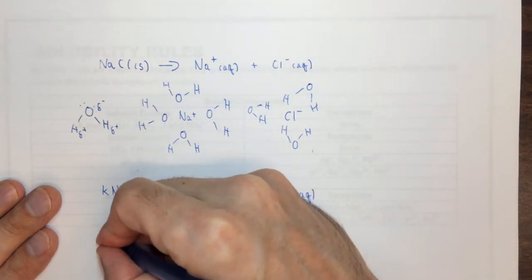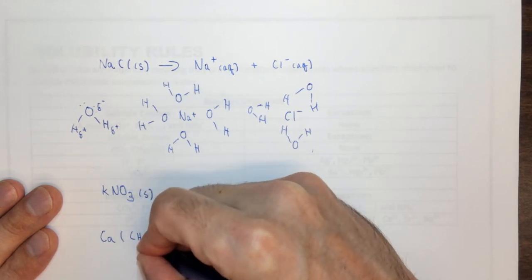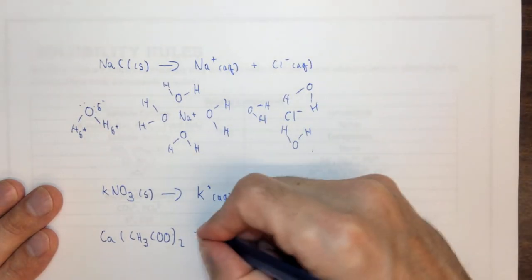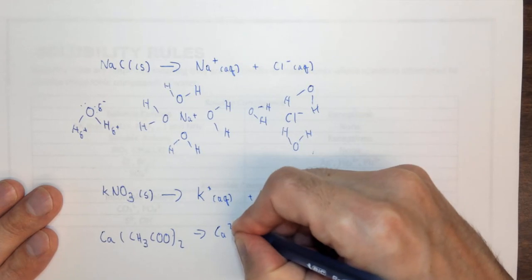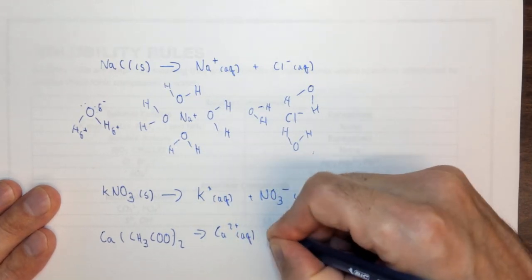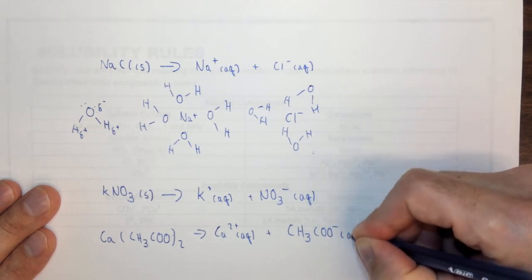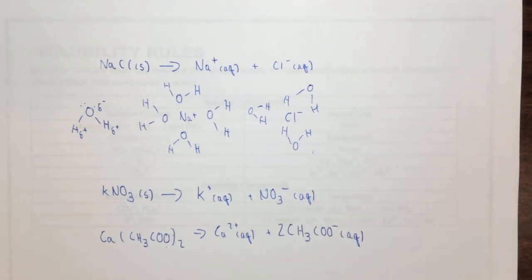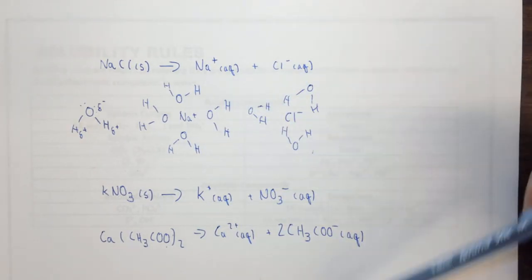Or if we have calcium acetate, Ca(CH3COO)2, this is acetate, this breaks up into Ca2+ aqueous plus CH3COO- aqueous, and because there's 2 here, we need to get 2 of those when they break up. So ionic compounds dissociate in water.